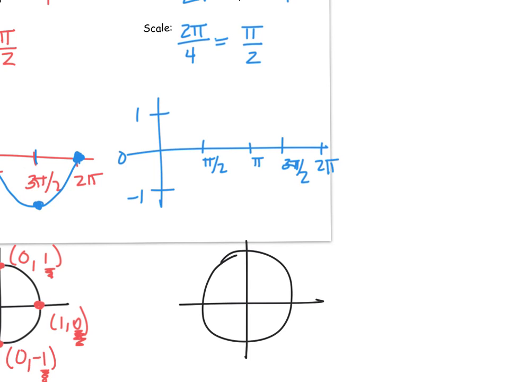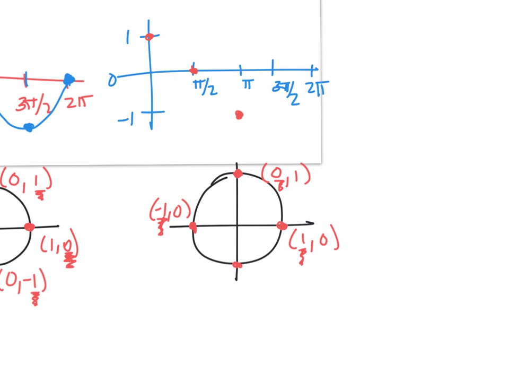So now let's talk about our x value, because cosine is our x value. Our x value starts at 1 when it's at 0. Then, at pi over 2, we have 0, 1, so we go to 0. At pi, negative 1, 0, so our x value is negative 1. We have our 3 pi over 2, 0, negative 1, so our x value is at 0. And then if we go back around, 2 pi is at 1. So there is my cosine graph.